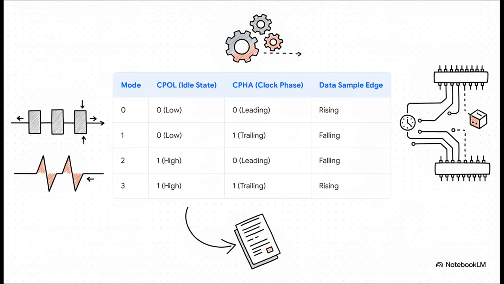This table looks complicated, but it all just comes down to timing details, like, is the clock normally high or low, and do you read the data on the rising or falling edge of the clock pulse? The good news is you don't need to memorize this. You just need to look at the data sheet for whatever sensor or device you're using and make sure your microcontroller is set to the same mode.